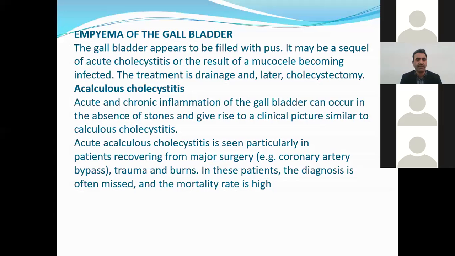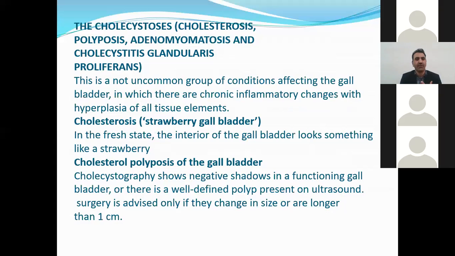There is a group of conditions that occur in gallbladder other than gallstone called cholecystosis that include polyposis, adenomyomatosis, and cholecystitis glandularis proliferans. This is a group not uncommon but occur in the gallbladder, in which there are chronic inflammatory changes with the hyperplasia of all tissue elements of the gallbladder.